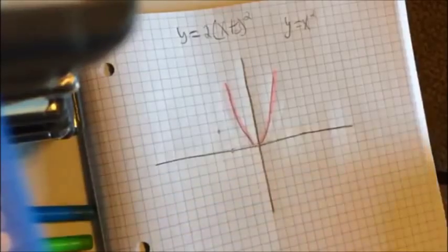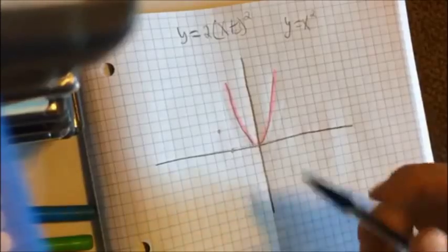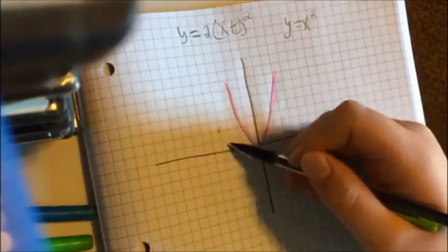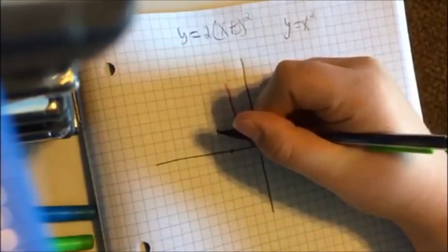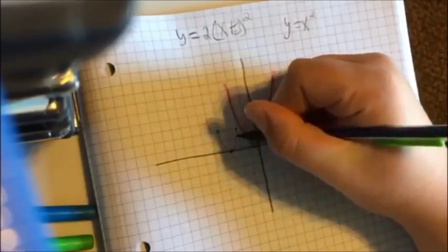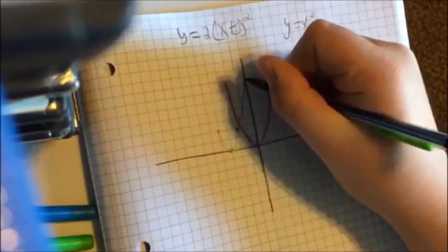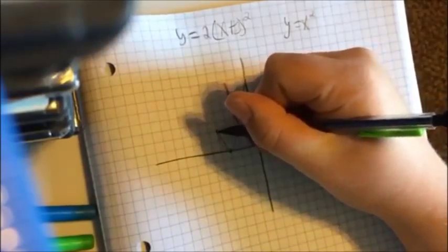Since it is a vertical stretch of 2, we know that the next point will be up 2 and over 1 on both sides. With this, we can connect the points and make a rough estimate of where the next points will be.